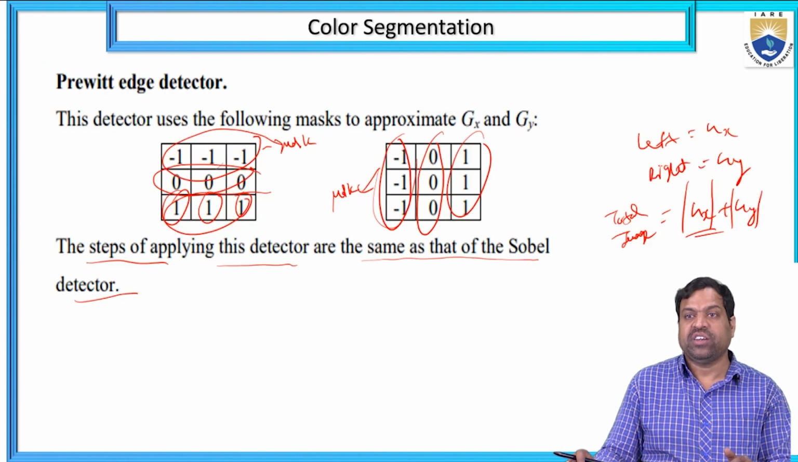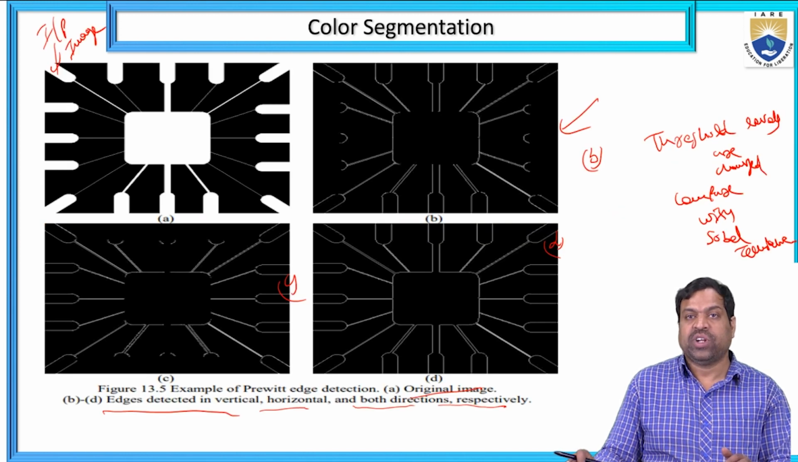The Prewitt edge detector is the same as Sobel, but the change is that we change the levels of the thresholding. It is one example of edge detection with the Prewitt edge detector.